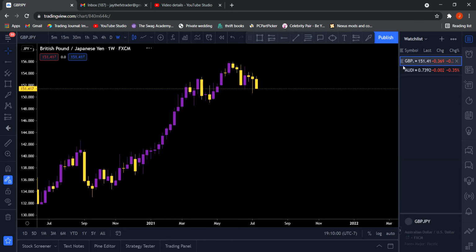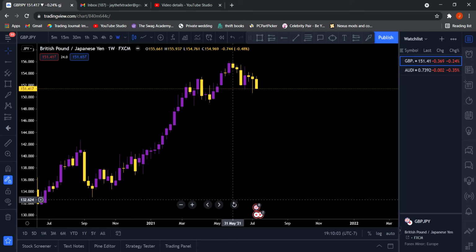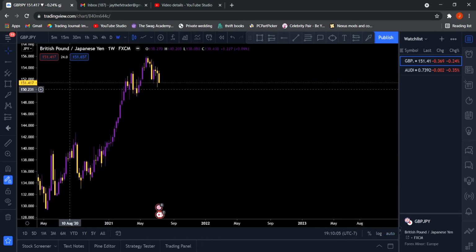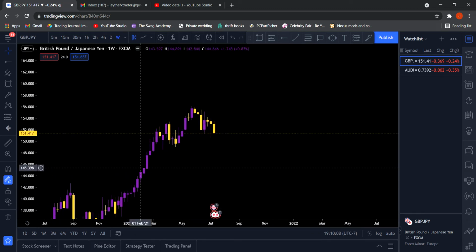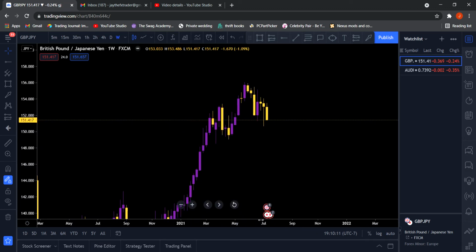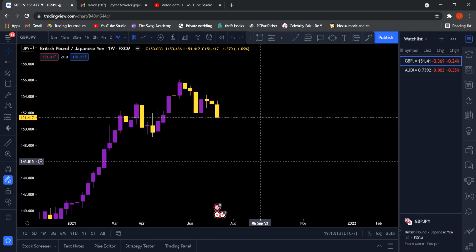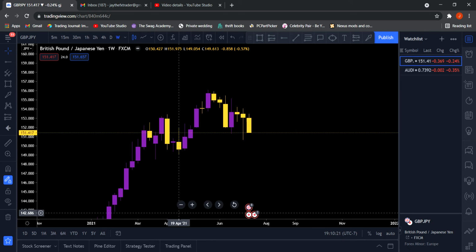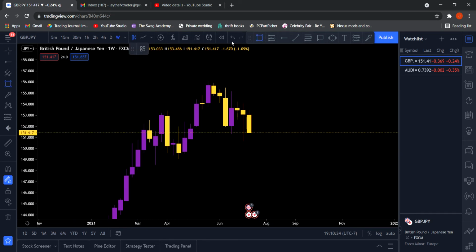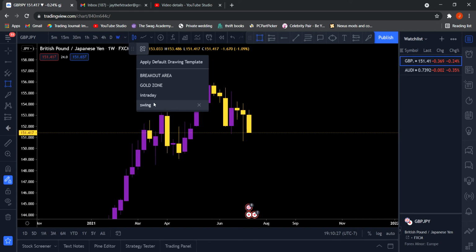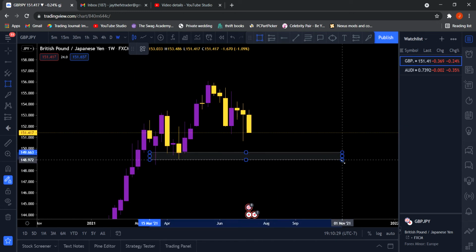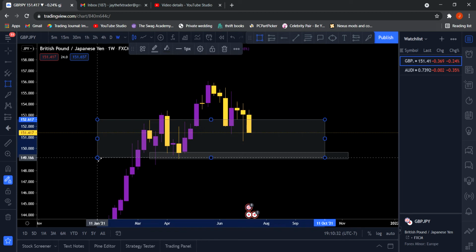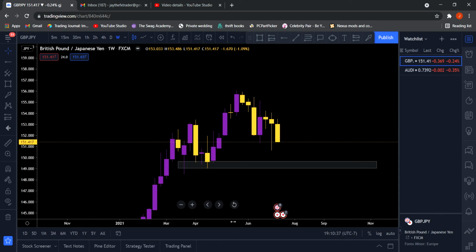And on GJ, start on the weekly again. On GJ, it's showing me to look for sales on GJ as well as AU. So I'm going to start again by marking up my zones on the weekly first. I have a zone right here. Okay, I got my zone right there.